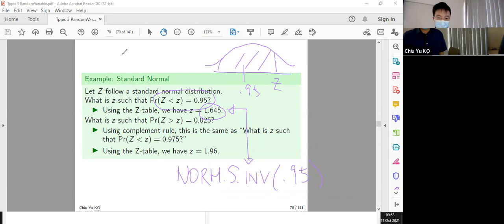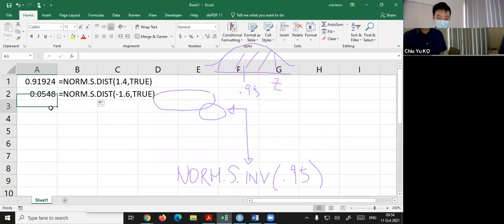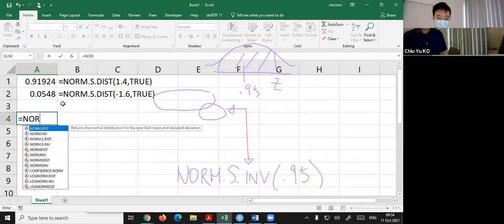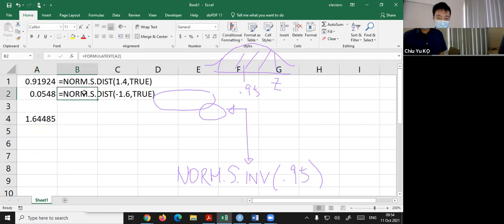If no question, let me illustrate this in the Excel. Where is it? Oh, it's not in our cells here. Okay, this is NORM.S.INV and 0.95. So it's 1.645. This number you remember a lot because this will be the thing we're doing for the rest of the semester.